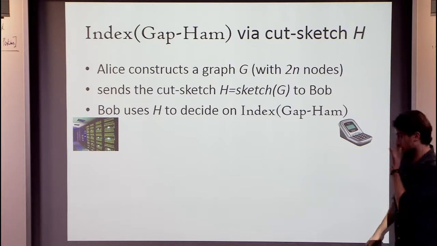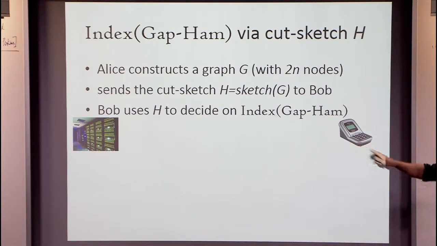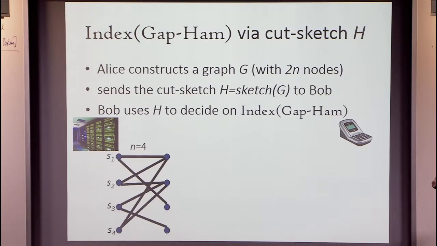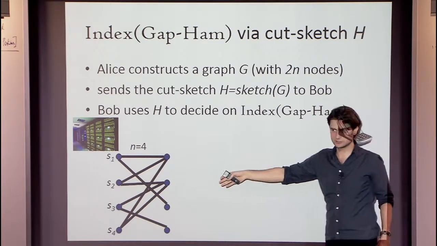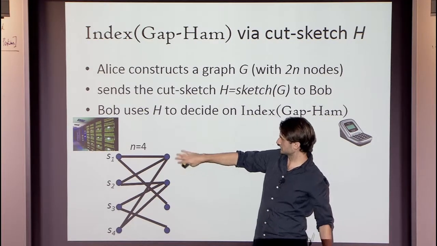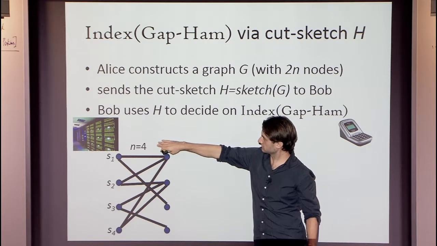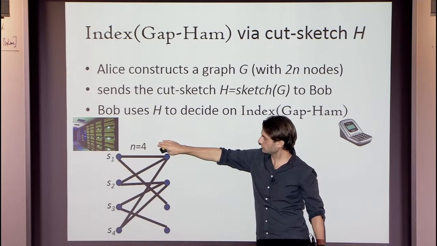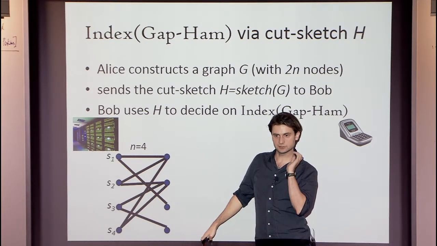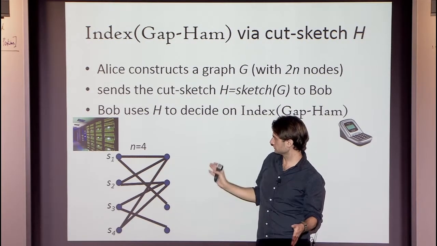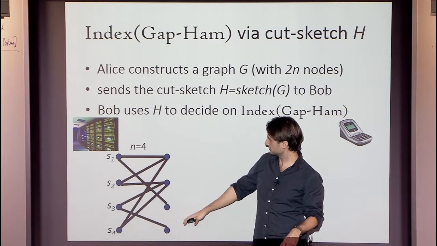Okay, so pictorially, Alice, Bob. Alice constructs a graph G of 2n nodes given its strings S1 up to Sn. How it is constructed, this is the picture. More or less it should be self-evident, but this is the situation for n equals 4. We have a bipartite graph, n nodes on the left side, n nodes on the right side.